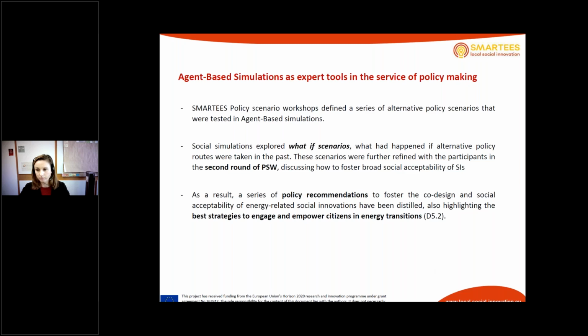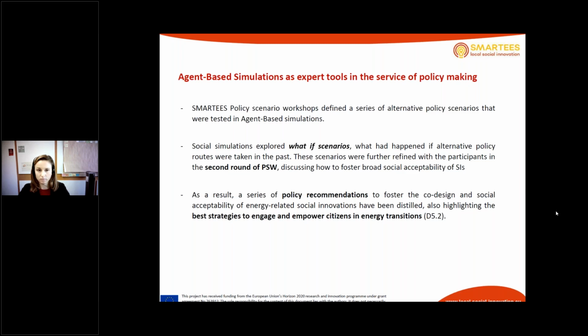With the results of the policy scenario workshops, we obtained a series of alternative policy scenarios that were forward tested in agent-based simulations. Social simulations explored what-if scenarios. So what would have happened if alternative policy routes had been taken in the past? These scenarios were further refined with the participants in a second round of policy scenario workshops conducted in spring 2021 with the main reference cases. And we discussed with the cities and the islands how to foster broad social acceptability.